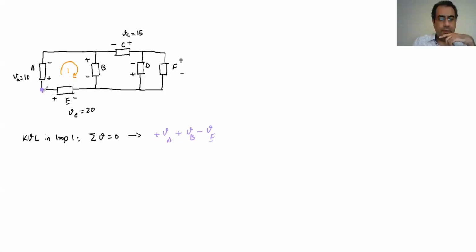And then I will reach wherever I was at the very beginning. So I finish the loop. So I start from this left corner, rotate it and go back. So this should be 0. If I substitute the values, VA is 10 volts, then plus VB, which I don't know how much it is, then minus VE, the magnitude of VE is 20 volts, is 0. If I solve that, then VB comes out as 10 volts.